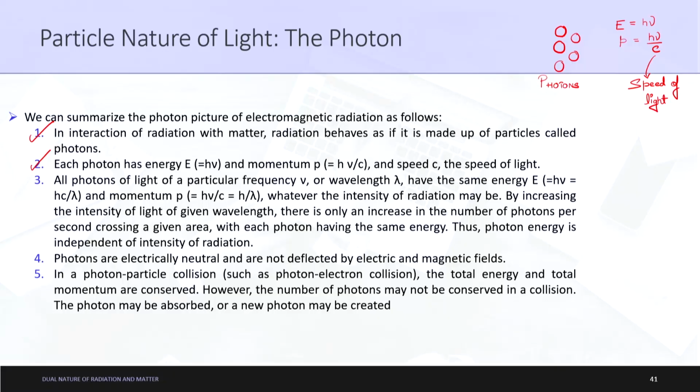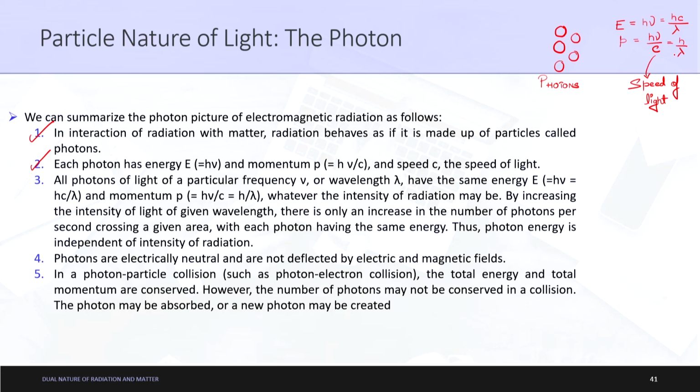Okay. So all photons of light of a particular frequency nu or wavelength lambda have the same energy E, which is equal to h nu, which is equal to h c by lambda. So we can write this as h c by lambda, and momentum p which is equal to h nu by c, which is also h nu by lambda. Okay, so this can also be written as h by lambda.